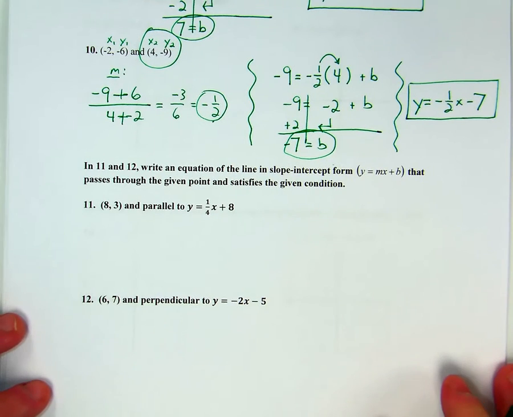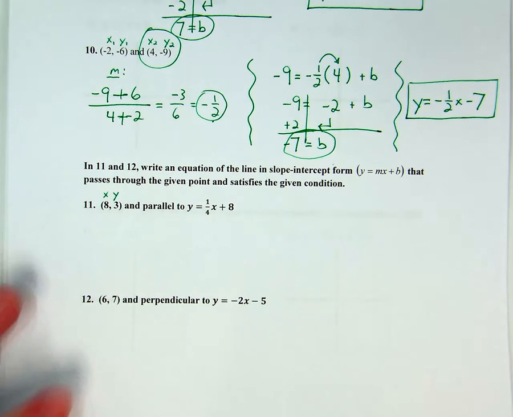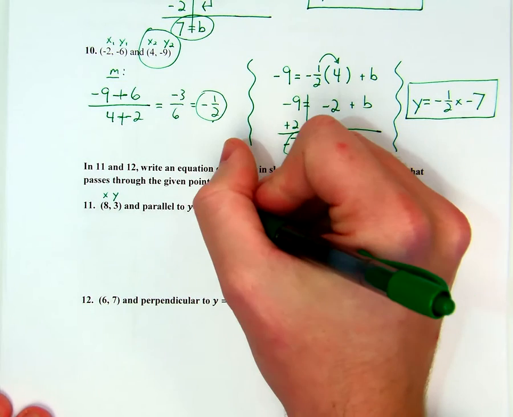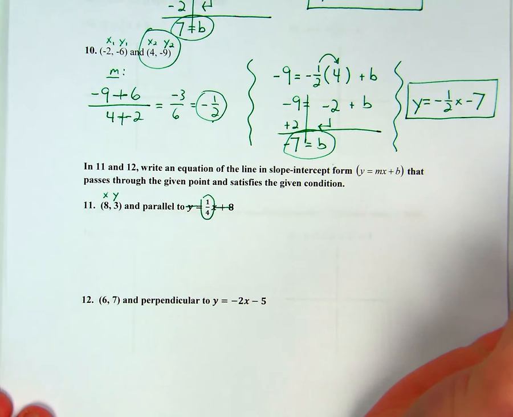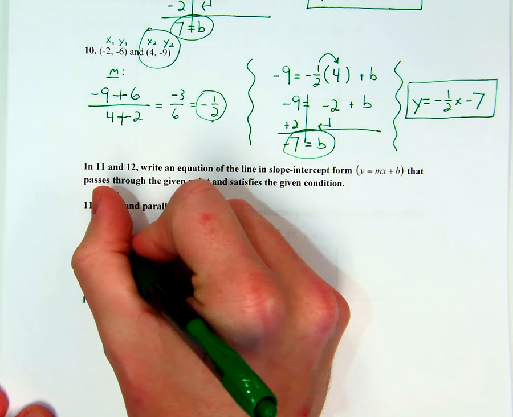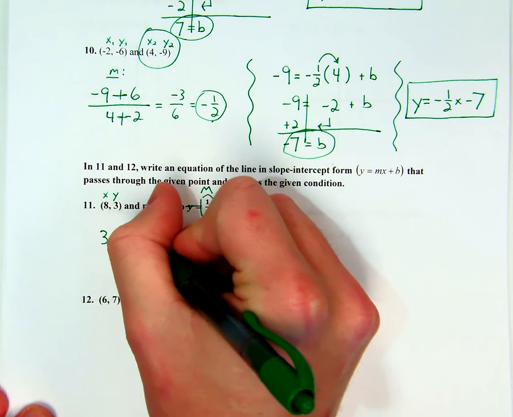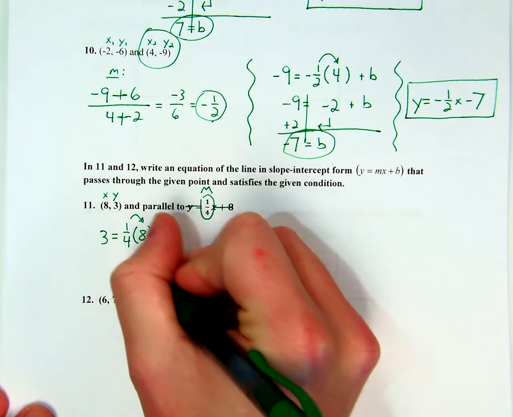Numbers 11 and 12 ask us to write lines given certain information. In number 11, we're given an xy coordinate of 8, 3, and told to write a line that goes through the point 8, 3 and is parallel to the line y equals 1/4 x plus 8. To solve this, all we need is the slope of 1/4 and the xy. We're going to do just like we did in numbers 9 and 10. Y equals, or 3 equals, the slope times x, or 1/4 times x plus b.